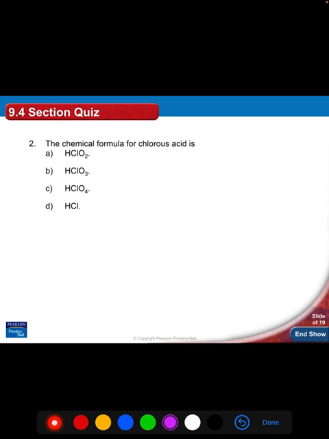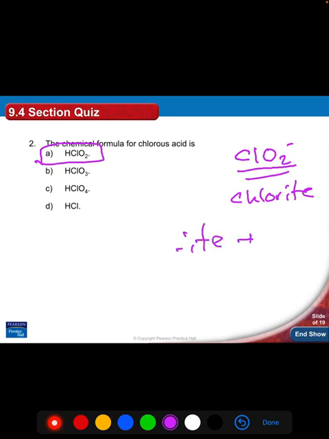The chemical formula for chlorous acid, and this is not one of the more common ones, but this comes from chlorite, and the chlorite anion is ClO2-. Okay, so it would be HClO2. You would need a chart of the polyatomic ions so that you knew that this was the chlorite anion. And remember, the ite salt or the ite anion becomes the us acid. Okay, that was the second rule.